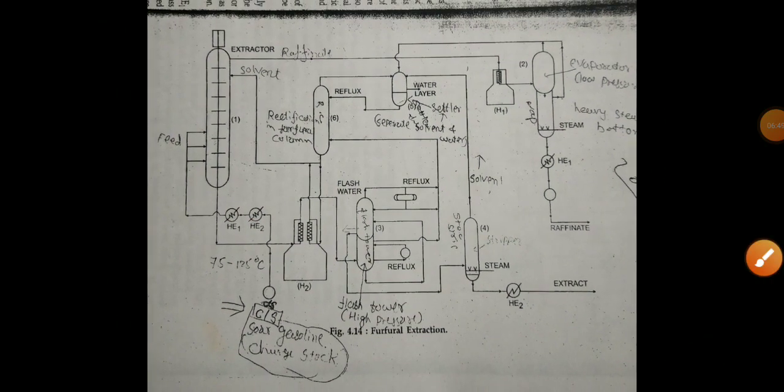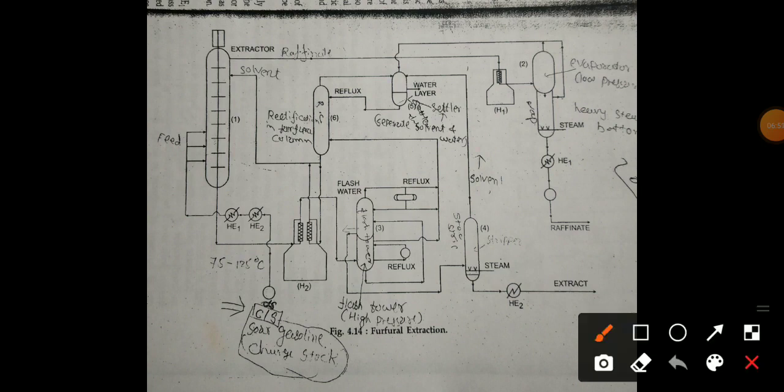Two and three are in the upper process. That is the first step. Which one is the second step? And this is the third one.